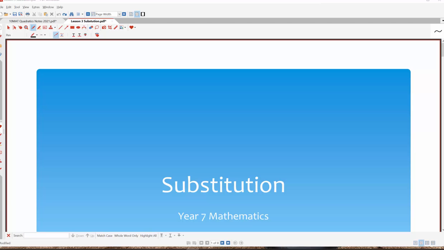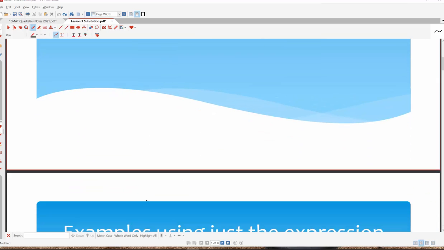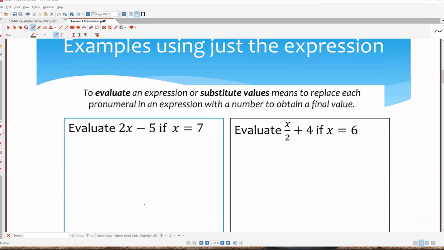Today we're going to look at something called substitution. To evaluate an expression, or substitute values, means to replace each pronumeral in an expression with a number to obtain a final value. So, if I gave you 2x take 5 and said, what's the answer? Well, what you should say is, it's 2x take 5, because we don't know what x is.